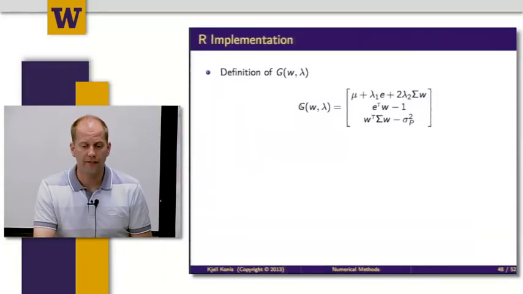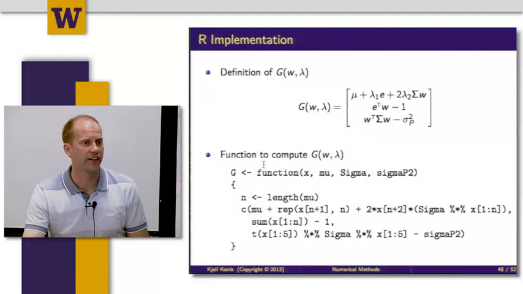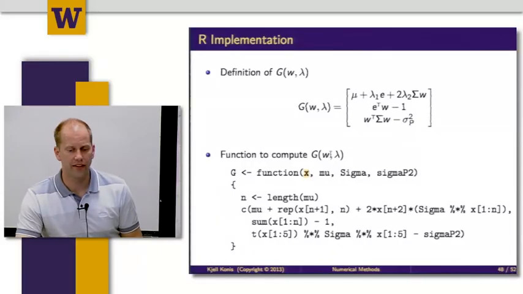So this was the definition of the function g of w and lambda. And so I can write an R function to compute this. So again, I'm going to use this vector x is going to be w, and then the last two elements are going to be lambda 1 and lambda 2. So x, if w has n elements, then x is going to have n plus 2 elements.